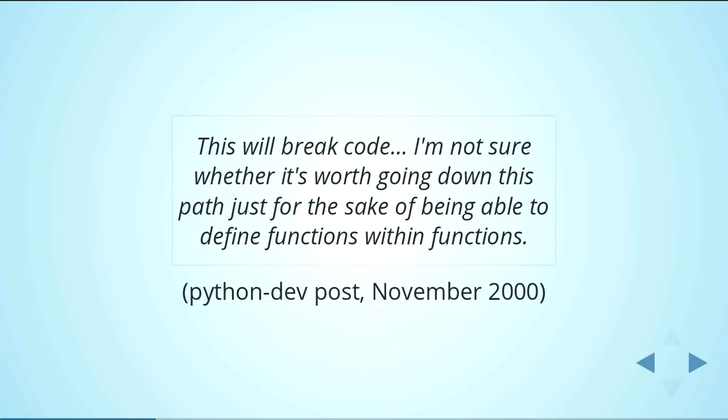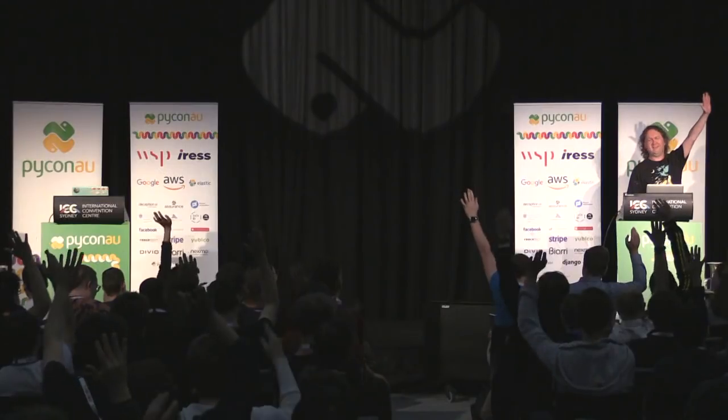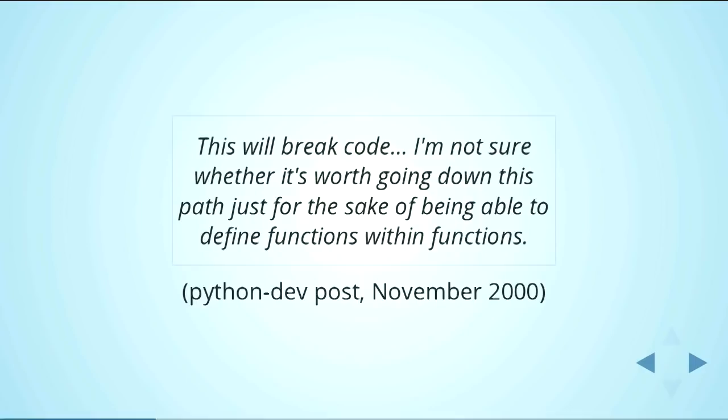Here's a comment from the discussions of statically nested scopes: this will break code. I'm not sure whether it's worth going down this path just for the sake of being able to define functions within functions. Who here has ever defined a function within a function? Yeah. Thank you, 2000, for you.